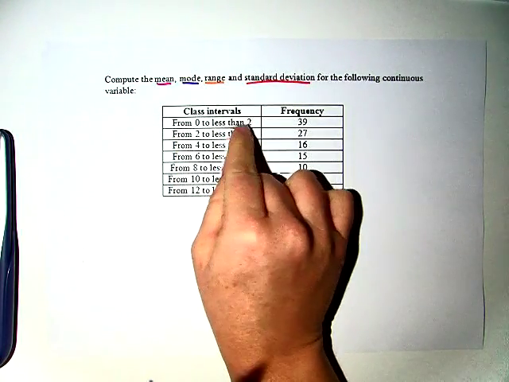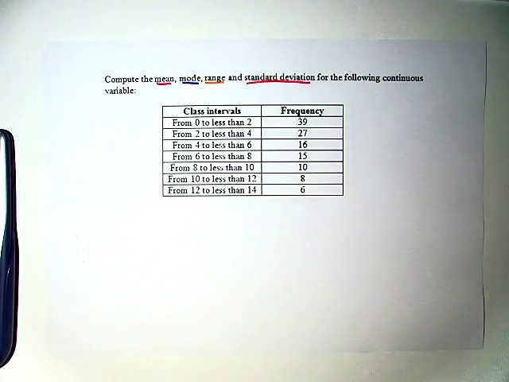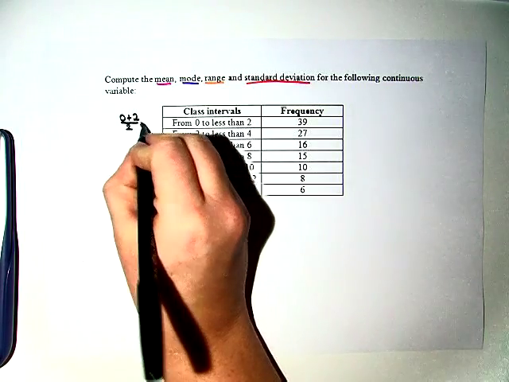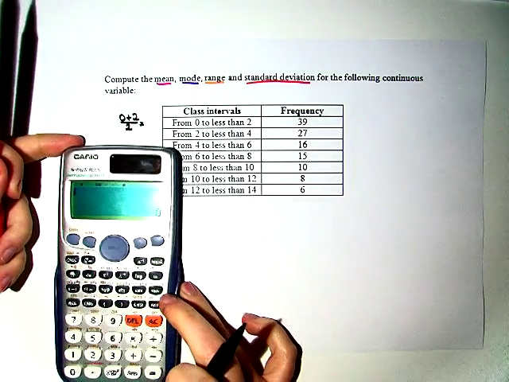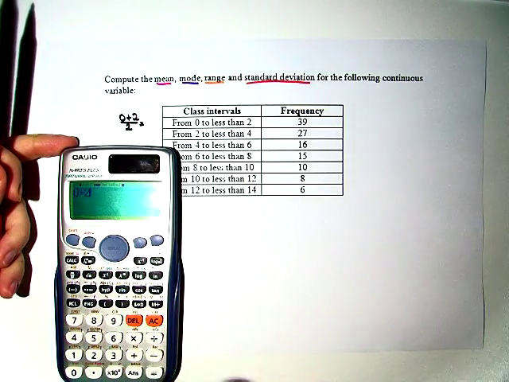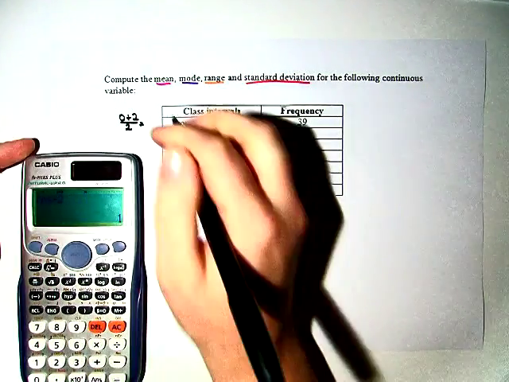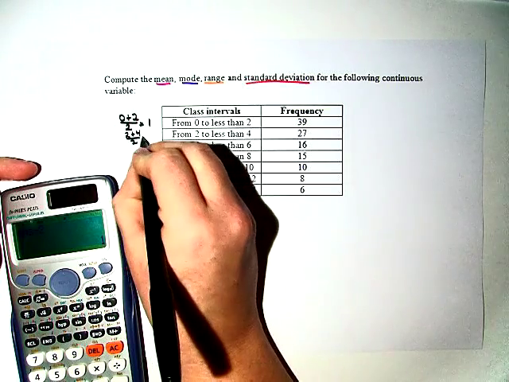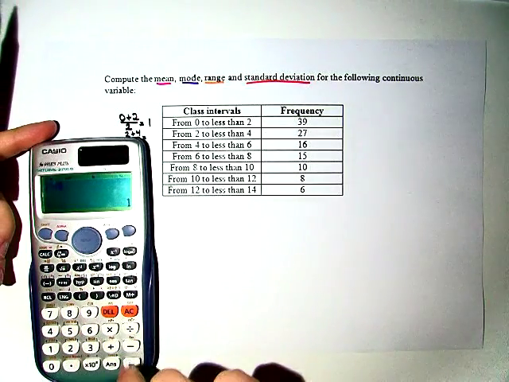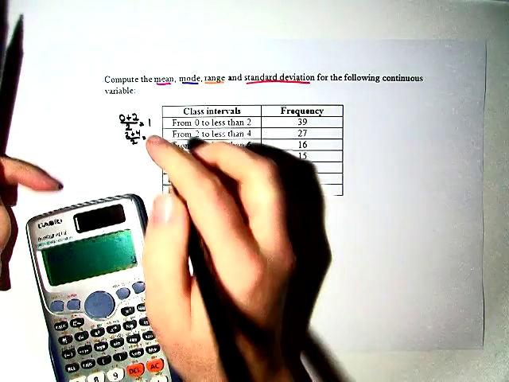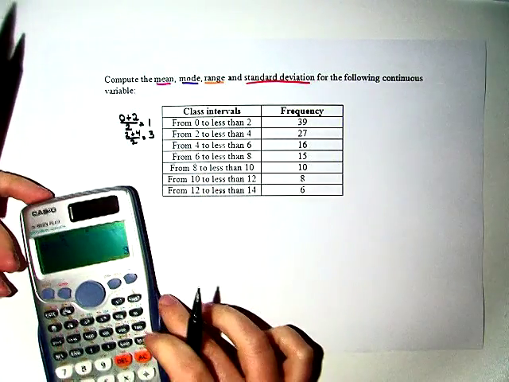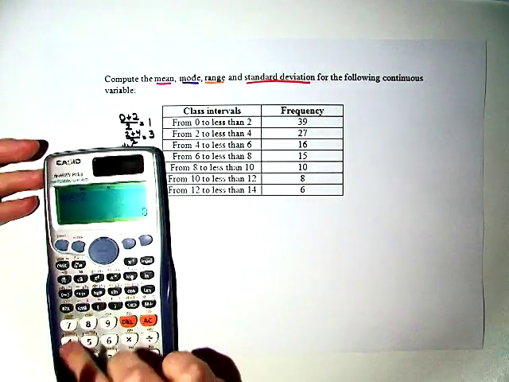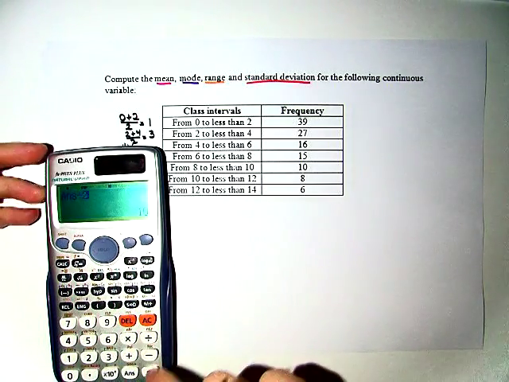From 0 to less than 2. In order to find this, you need to add these two numbers together and divide by 2 to find a midpoint. So let's do that on our calculator. 0 plus 2 divided by 2 is 1. Okay, 2 to 4. 2 plus 4 divided by 2 is 3. Okay, 4 to 6. So 4 plus 6 divided by 2 is 5.